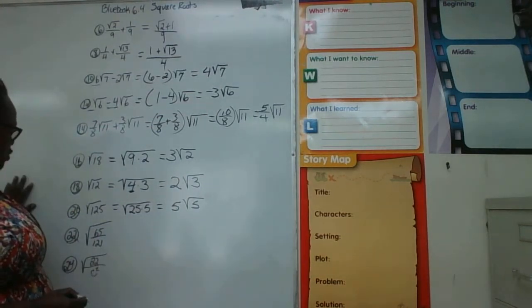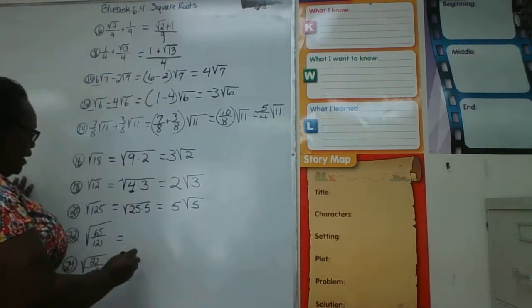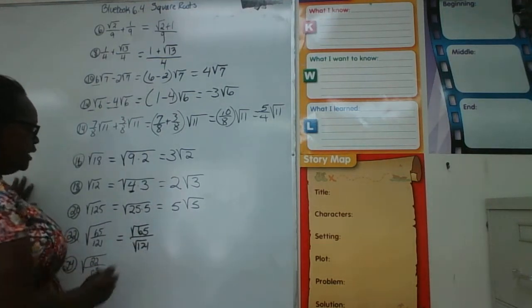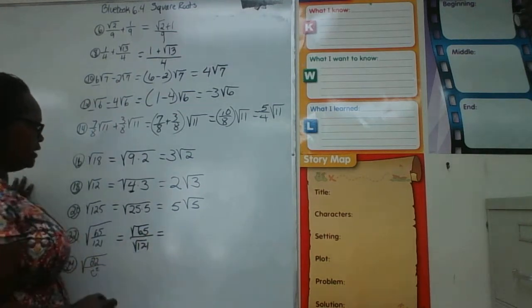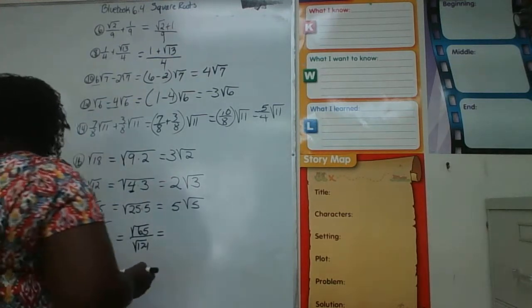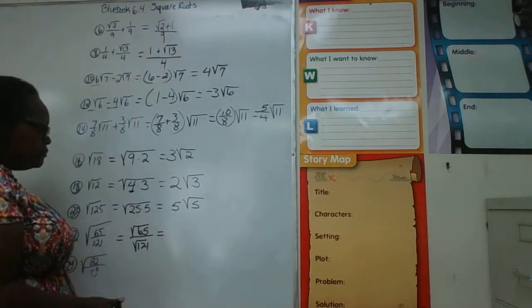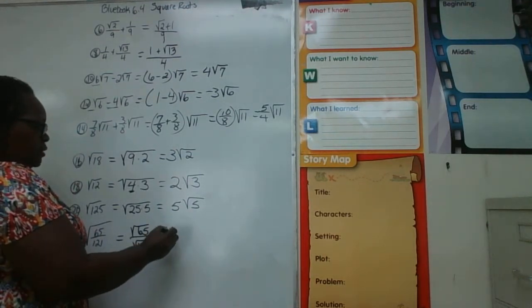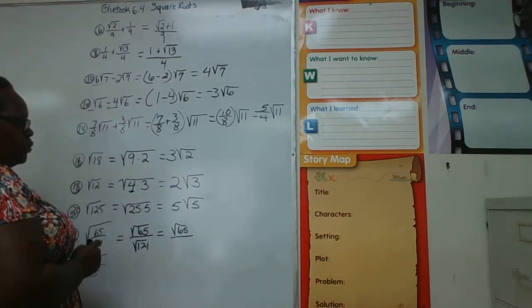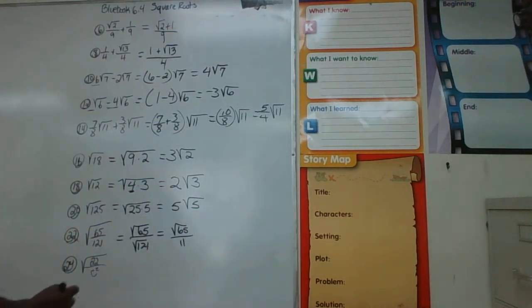Let's look at number 22. Now, to simplify our understanding on number 22, we have the square root of 65 in the numerator and the square root of 121 in the denominator. We recognize that the square root of 65 would remain because we do not have a perfect square in 65 that we can simplify. So therefore it would be the square root of 65, but the square root of 121 is 11.